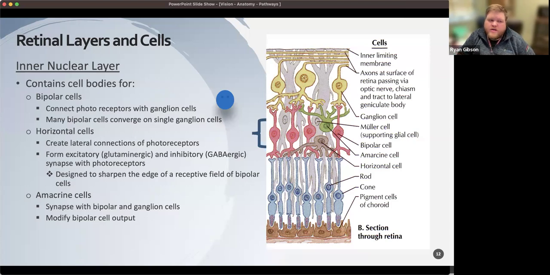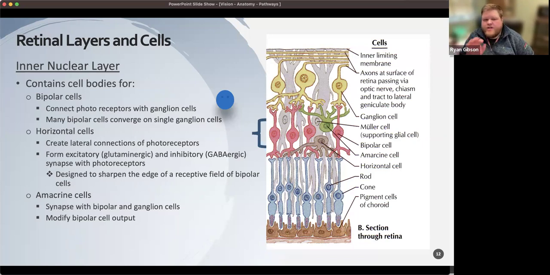Horizontal cells run horizontally, i.e., they connect horizontally. And so what they do is they make horizontal or lateral connections of multiple cones and rods. And what this does is it helps us turn on or turn off different cones and rods to help with sharpening the edge and sharpening contrast and things like that. And then amacrine cells are going to serve a similar purpose in that they connect multiple ganglion cells. And they're going to help us modify the bipolar cell output.